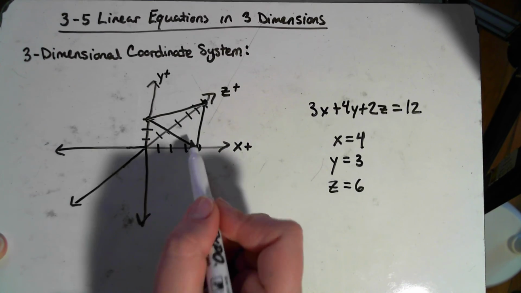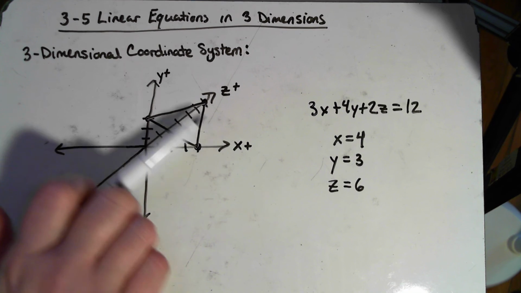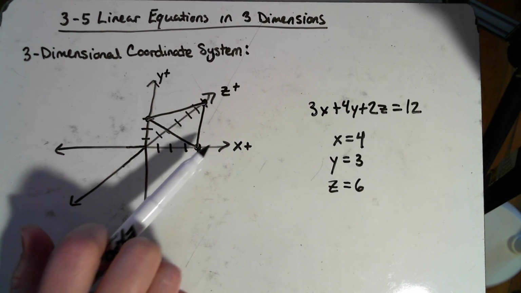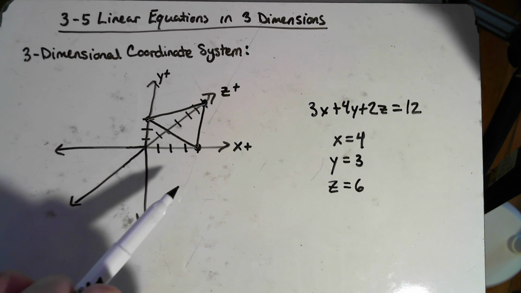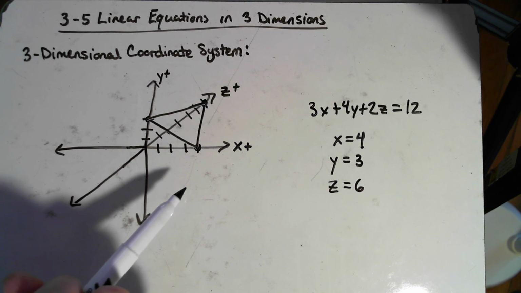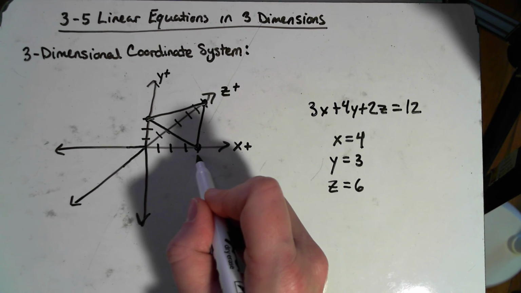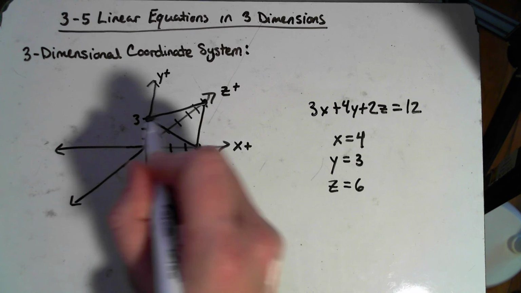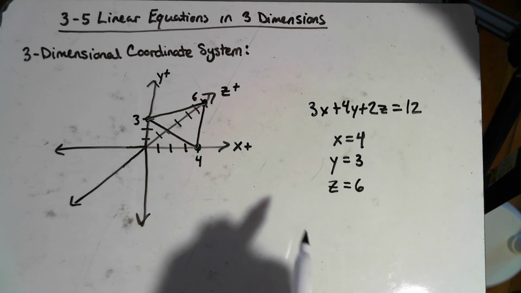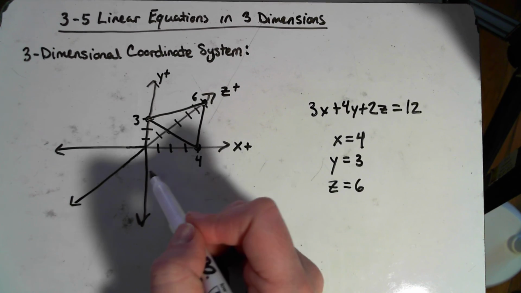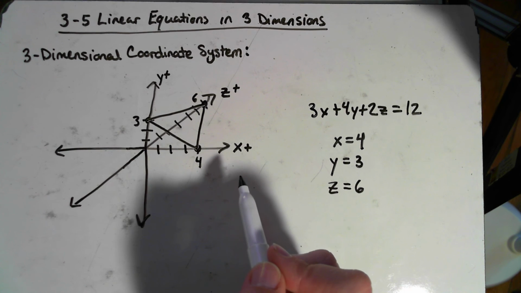It looks like a triangle, but it's actually going to be a 3-dimensional plane that's kind of angled. Very hard to show in 2 dimensions, which is why we do it in this manner. We show our intercepts, x is 4, y is 3, z is 6. So we show those intercepts on our coordinate plane, but it's going to kind of look like a triangle.